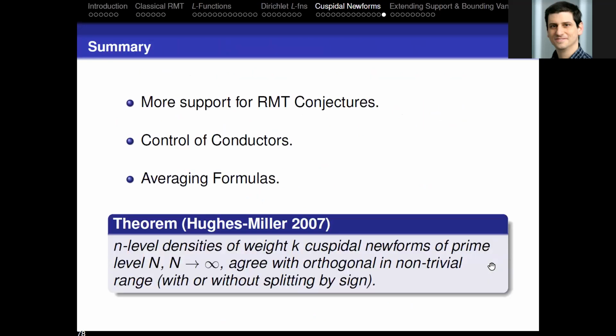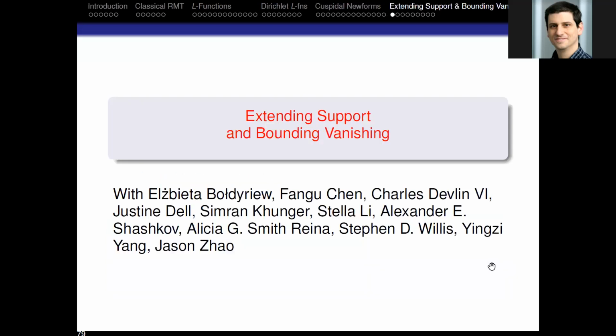And so what we've shown up till now is we've provided more support for the random matrix theory conjectures, the Katz-Sarnak, that the zeros near the central point look like the eigenvalues of a family of unitary matrices, either unitary, symplectic, or orthogonal. We have control of conductors, we have averaging formulas, and we can use these to get some order vanishing estimates. So if you go to the next slide, what I want to end with today is just talking about the recent work with a variety of my students on trying to increase the support and trying to get better bounds on how often you vanish to rank R or higher. So next slide.